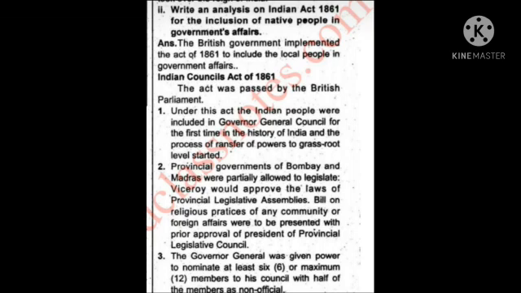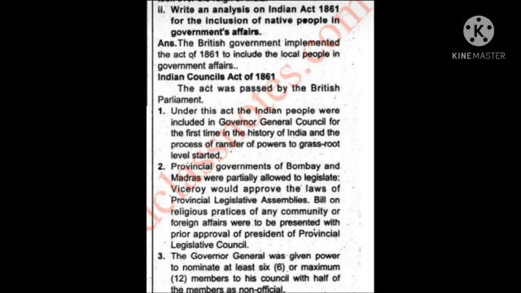Heading is Indian Councils Act of 1861. The act was passed by the British Parliament. Number 1 is: under this act the Indian people were included in the Governor General's Council for the first time in the history of India, and the process of transfer of powers to grassroots level started.